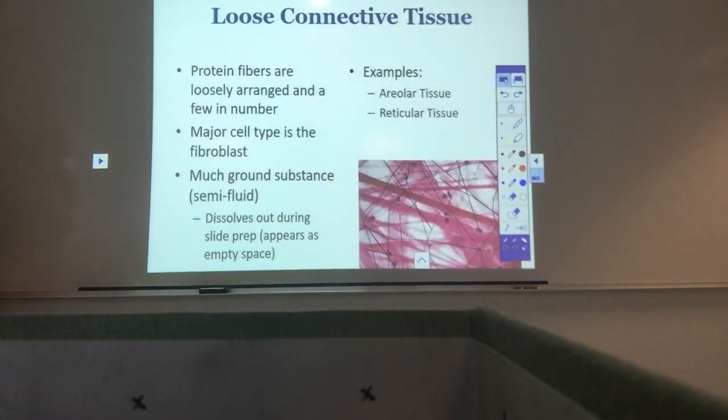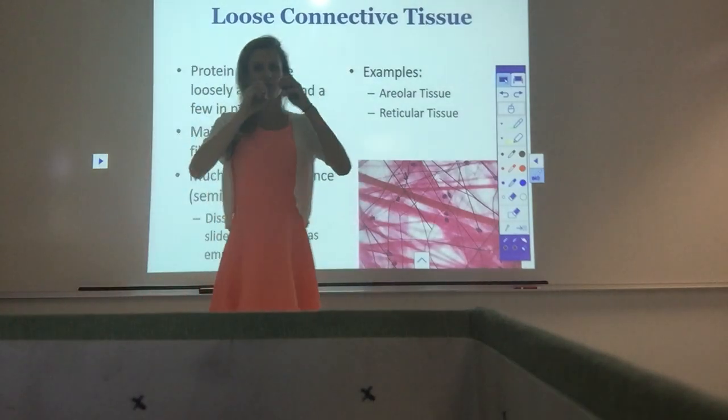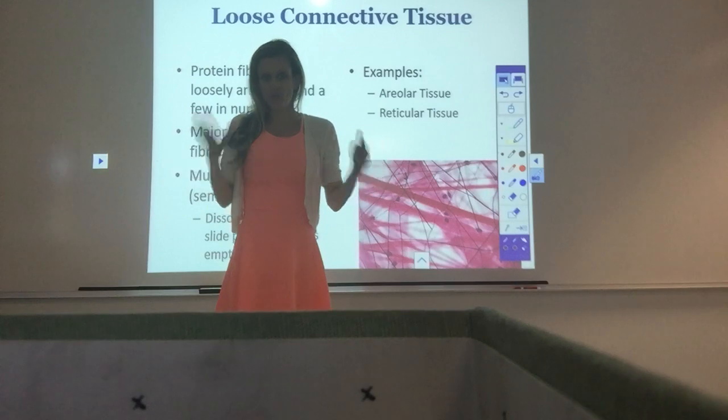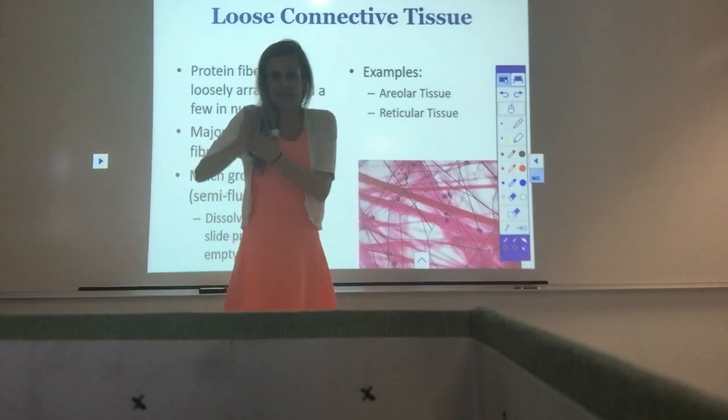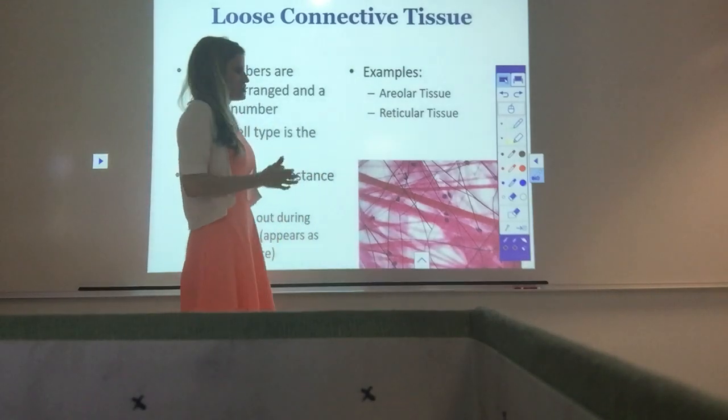Okay, so we'll start out with the loose connective tissues. We say that they're loose because there's a loose arrangement of proteins. The proteins are not like super densely packed in there. They're kind of like thrown about. So they're loose connective tissues.